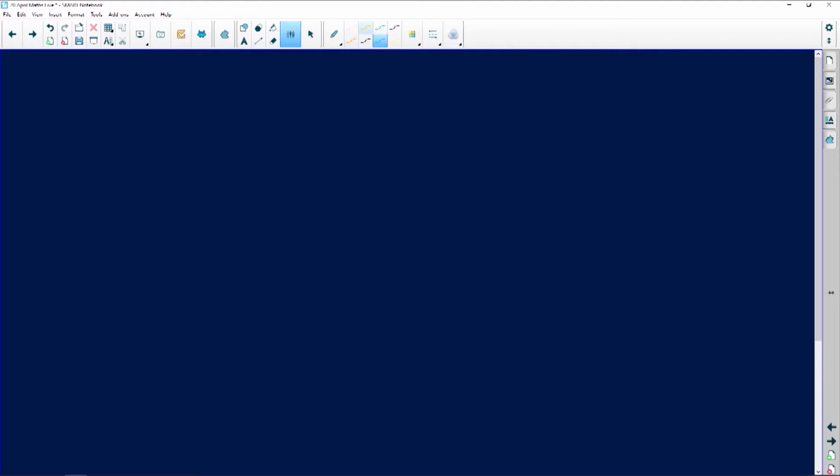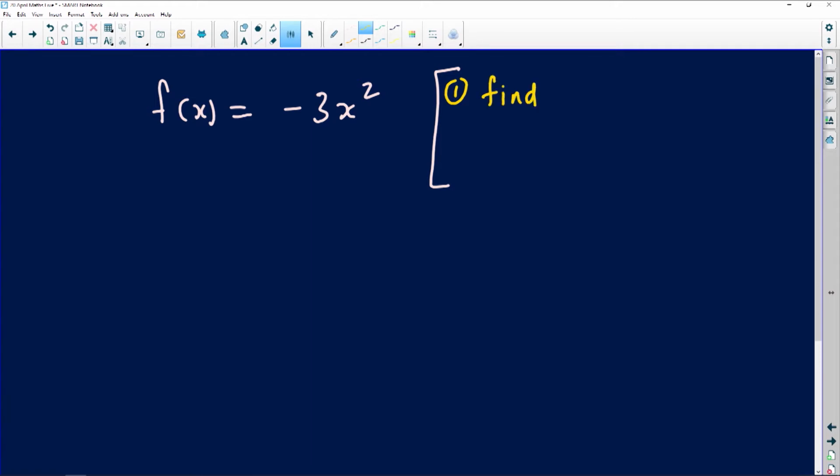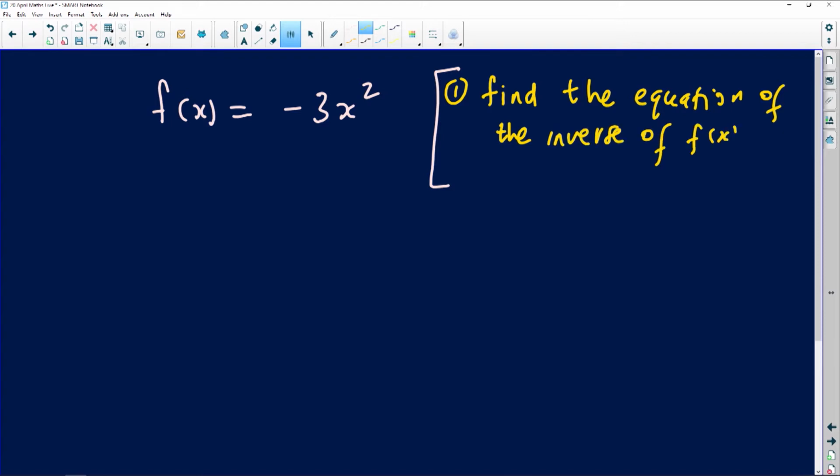So we are told here that f of x is equal to negative 3x squared, right? And there's nothing else that actually appears on the question. That's all that we are told. Now, the first part here says we need to determine, right? Let me put the questions here. Number one, the examiner wants you to find the equation of the inverse of f of x in the form.